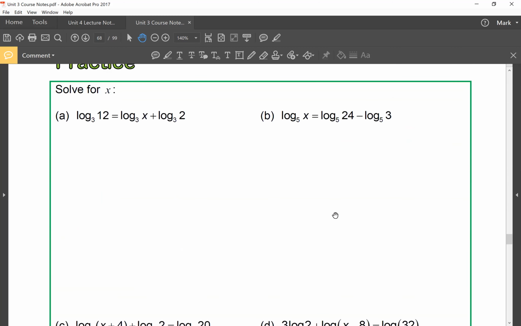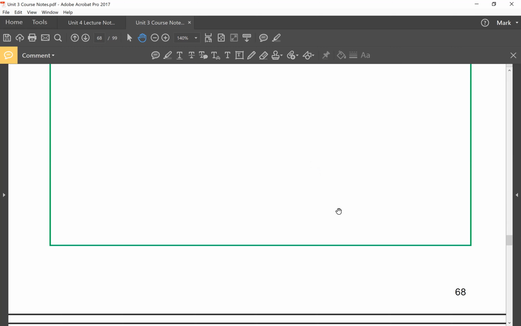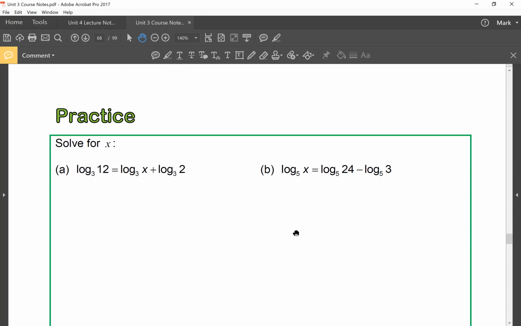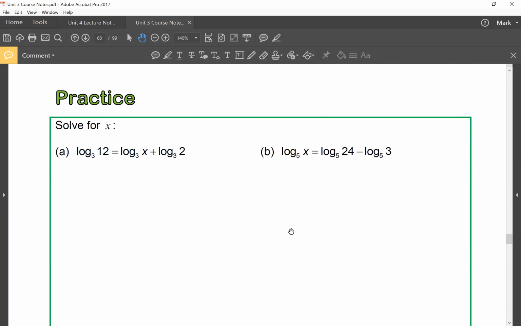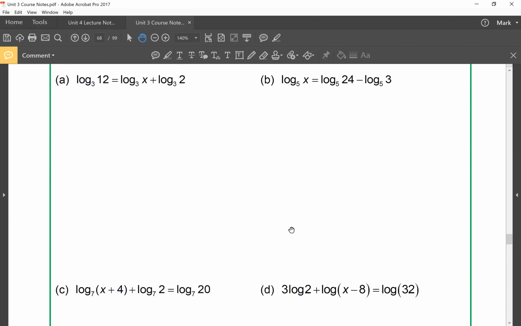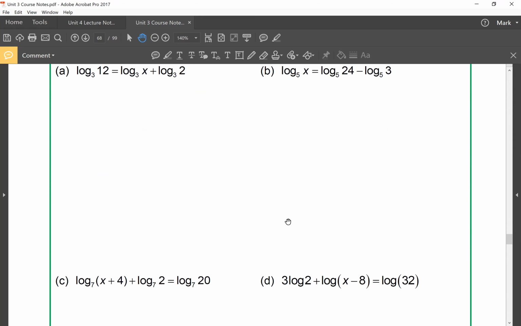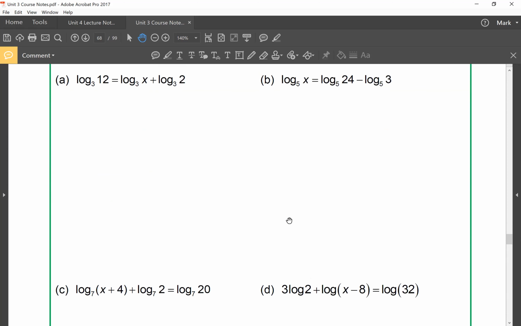So why don't you guys practice a couple? There's only a few. Why don't you guys try B and C? Try these two. I'll give you a minute or so to try these, and then we'll look at the answer.